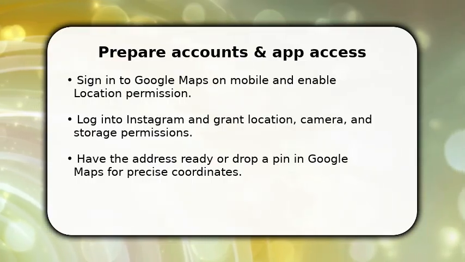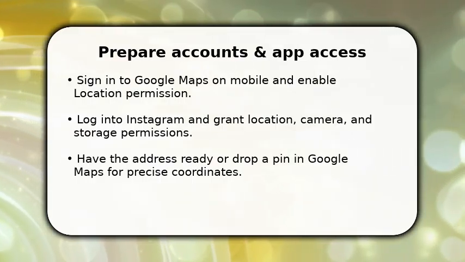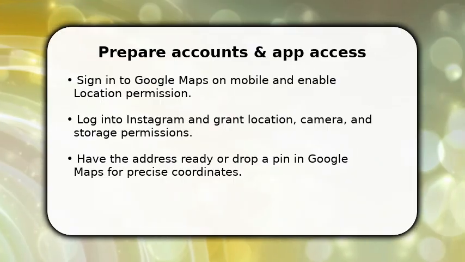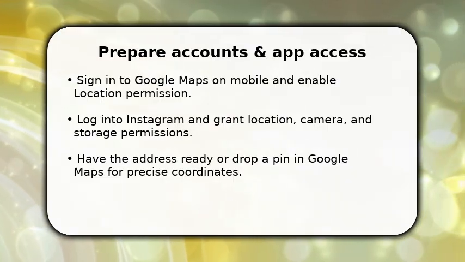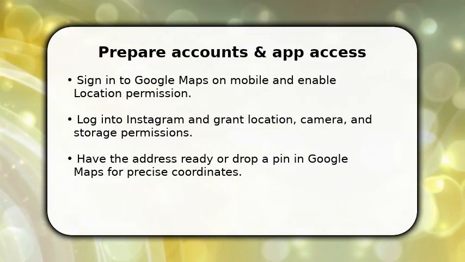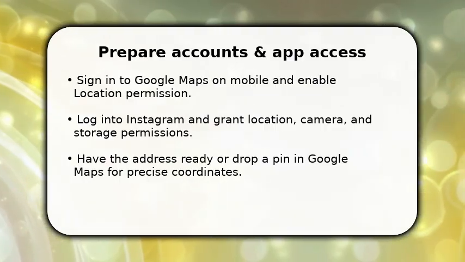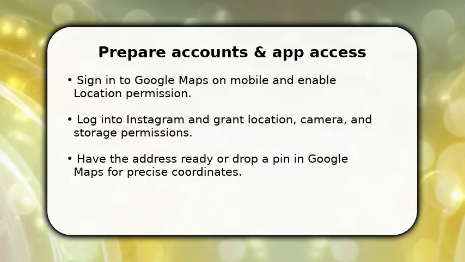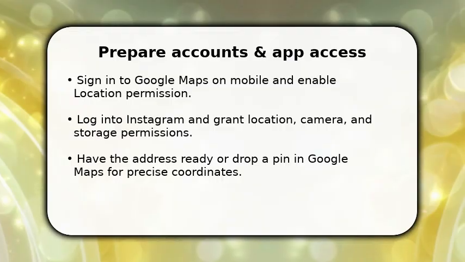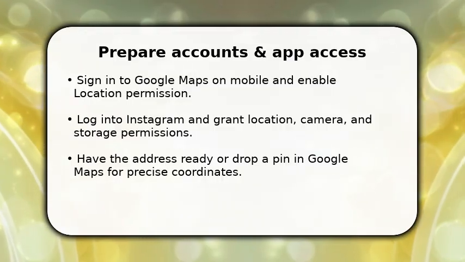Open Google Maps, find the place or drop a pin, and tap to share so you capture exact coordinates and the location name. Once done, copy the location link or note the place title. This is what you'll attach to your Instagram content. Make sure permissions stay enabled to avoid interruptions.